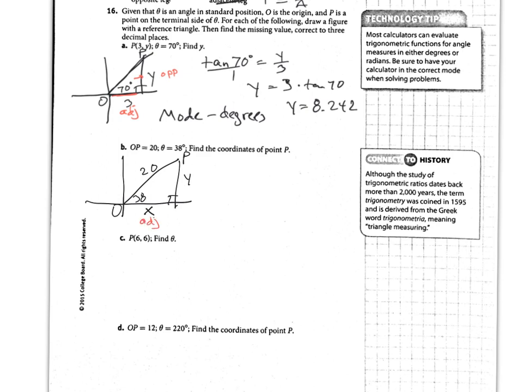X is the adjacent side. Y is the opposite side. 20 is the hypotenuse. So if I do X first, adjacent over hypotenuse is cosine. So cosine of 38 is equal to X over 20. And again, this is a multiplication problem. 20 times the cosine of 38. Don't separate the cosine from the 38. We get, sorry, I was looking at my work. It looks like I wrote down a 10. I don't know why I wrote that down. 12.313. Now for y, oh, that was X, sorry.